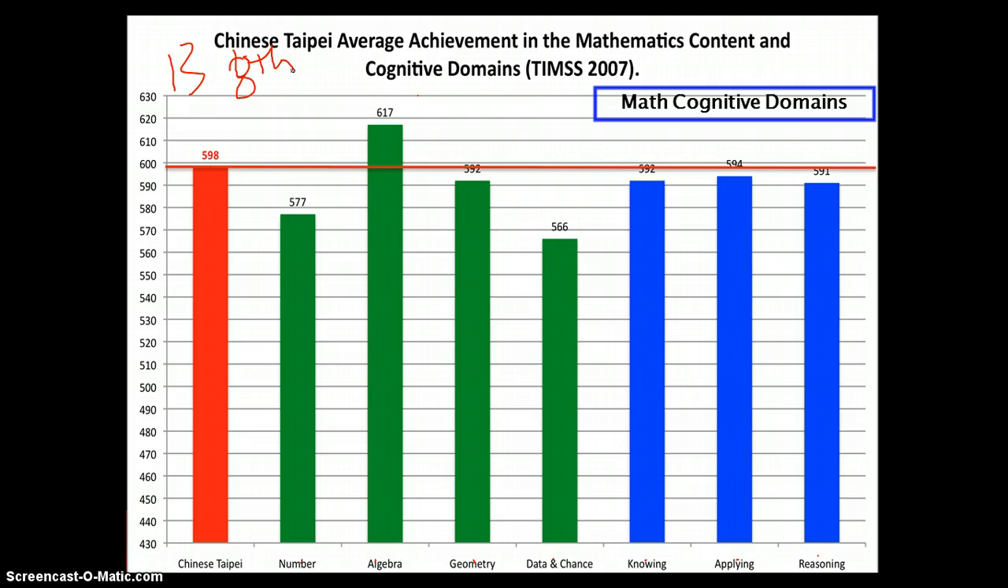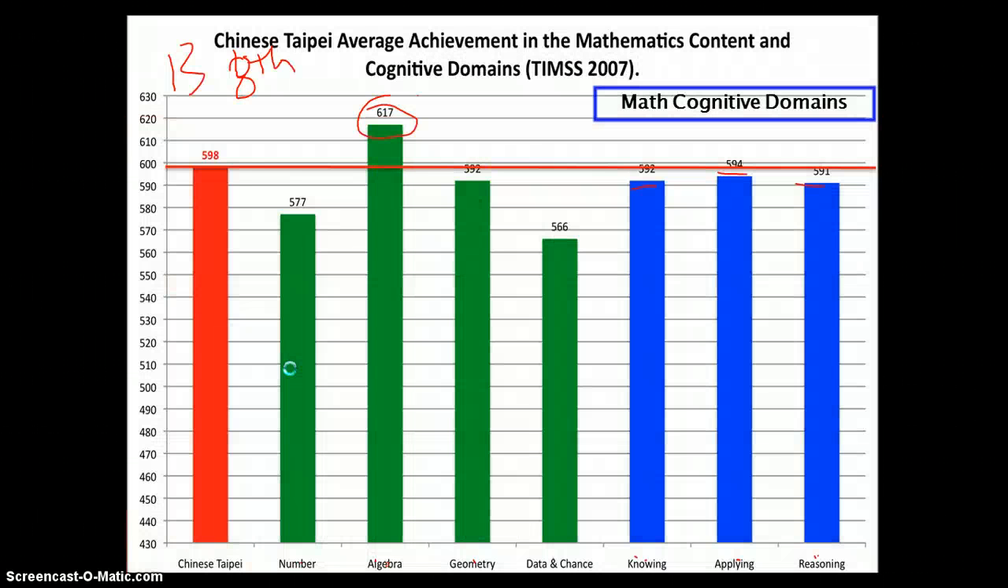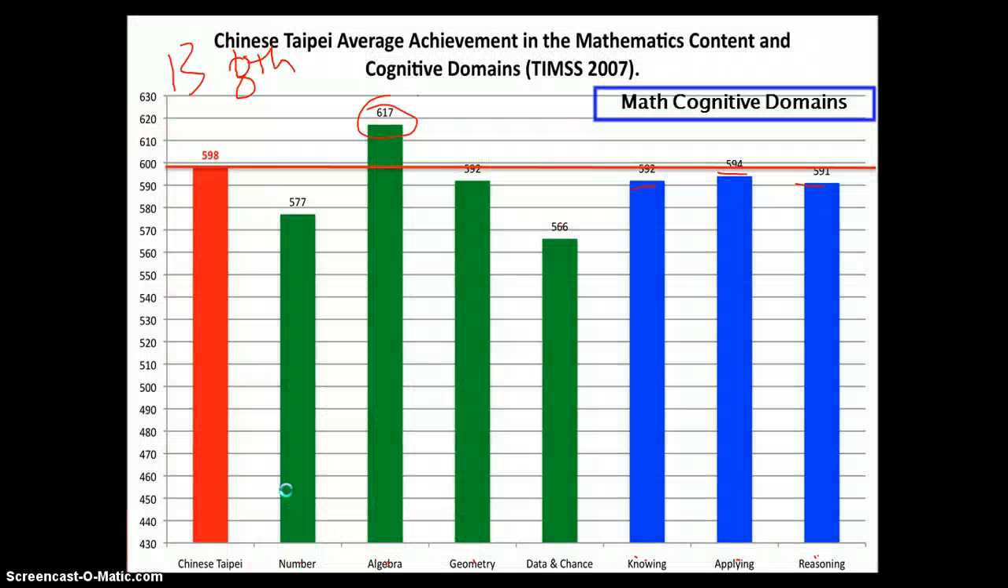we see that in only one content domain did the students perform exceptionally above average for them, right? And that was in algebra. And we see that in all of the cognitive domains, Chinese Taipei students actually performed below their own average. That's odd, but true. So we can see that Chinese Taipei is excelling in algebra, struggling in data and chance. That was the lowest one right here. Slightly low but consistent across all cognitive domains. So low compared to their average, but consistent across the cognitive domains.